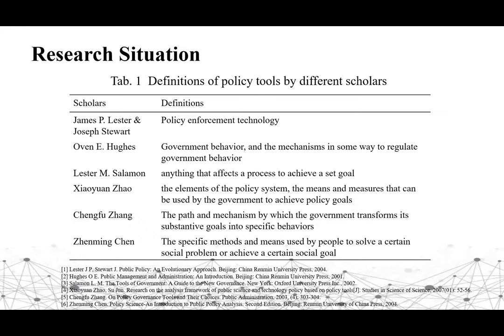Let's take a look at the relevant research. What are policy tools? There is no uniform definition. James believes policy tool is policy enforcement technology. Owen thinks policy tools are government behaviors and the mechanisms in some way to regulate government behaviors. Based on the above viewpoints, although the current circles have no uniform definitions of policy tools, they have similarities. Policy tools can be understood as a variety of methods adopted by policymakers to achieve specific policy goals.